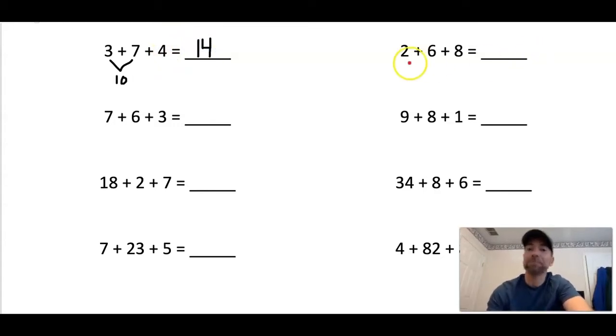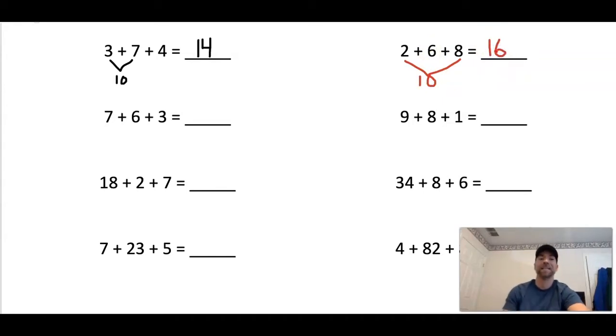Let's try the next one. 2 plus 6 plus 8. Can anybody find a friend of 10? Yeah, I see it. It's 2 and 8. So I like to draw that little funnel. I make a connection to my friend of 10, and I know that that equals 10. So now I have 10 plus the 6 that I didn't use yet. And the 6 is going to fall right into that hole and give me 10 plus 6 is 16.